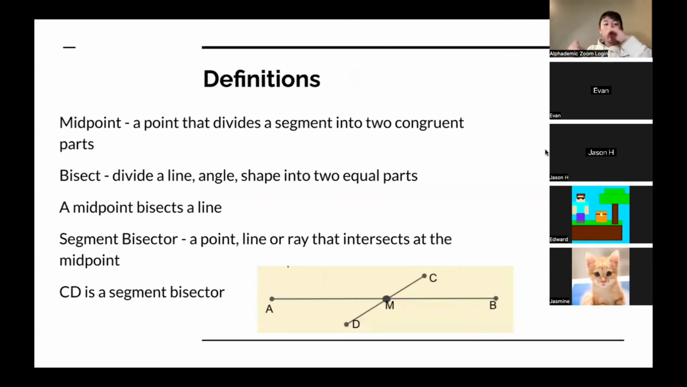Continuing on, some more definitions. A midpoint is a point that divides a segment into two congruent, equal parts. Bisect means to divide a line, angle, or shape into two equal parts. A midpoint bisects a line. The segment bisector is a point, line, or ray that intersects at the midpoint. And in the picture below, CD is a segment bisector.